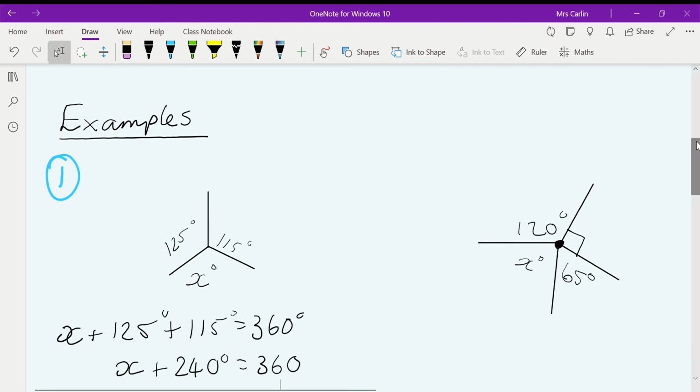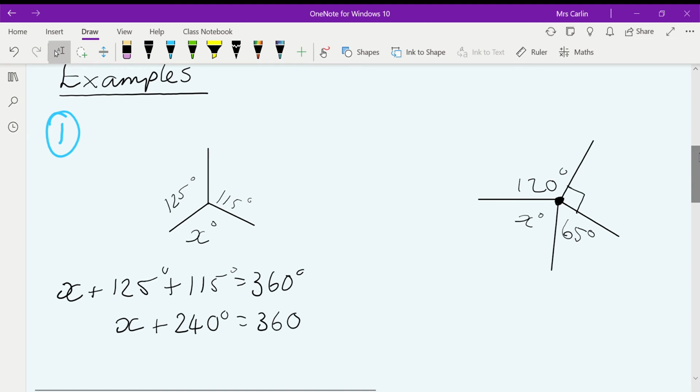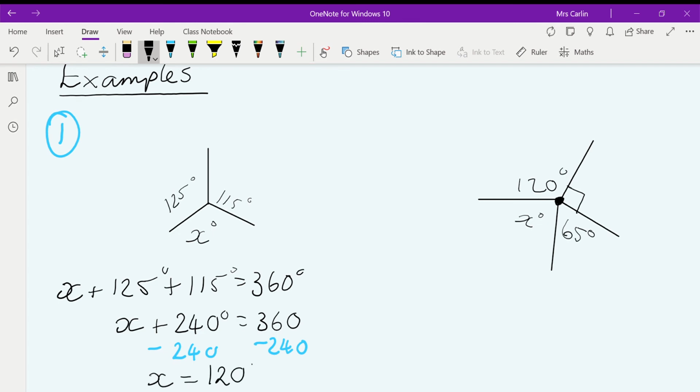Using our algebraic skills that we all have, because algebra was a topic before, we know that we're going to have to take away 240 degrees from each side in order to get x on its own. So x, in this case, will work out to be 120 degrees.